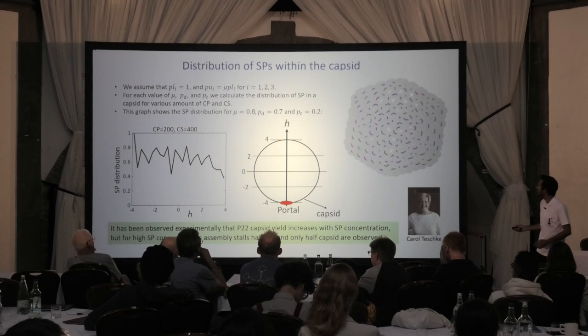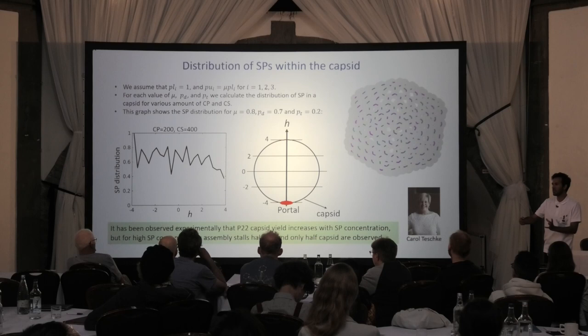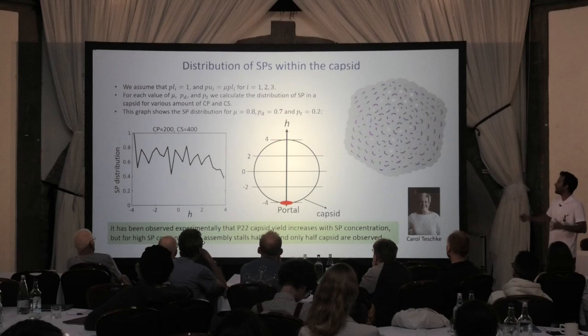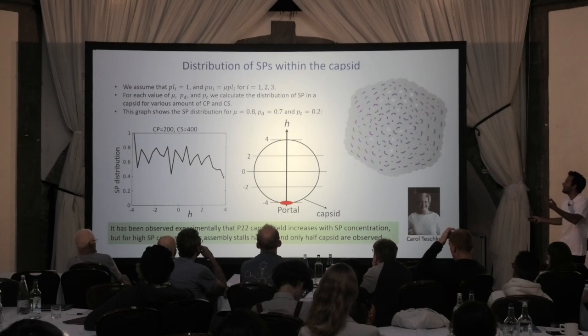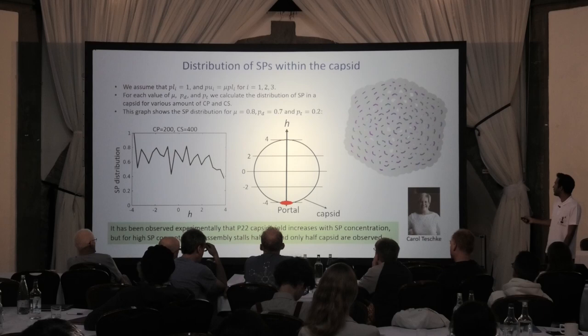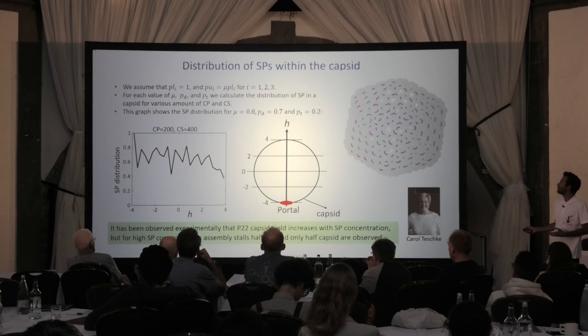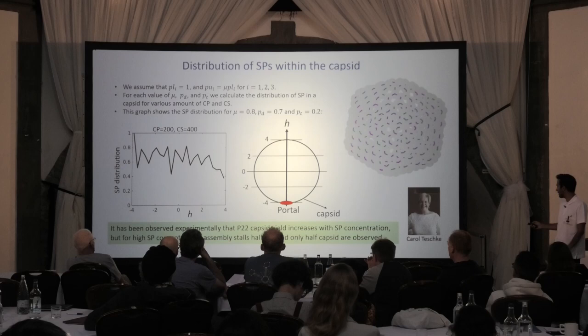For this case, we assume that the baseline probability of having the first CS is 1 in the lower half. In the upper half, as it's almost formed, the probability is reduced by a factor of mu, but mu could be 1, so you can do whatever you want with it. Then we try various values of mu, PD, PT, and various concentrations to see how the assembly goes. For example, for this video that I'm going to play now, we assume that mu is 80%, the probability of dimerization is 70%, and trimerization is 20%. We assume that there are 200 coat proteins and 400 scaffolding proteins, and then the video looks like that. Beautiful.